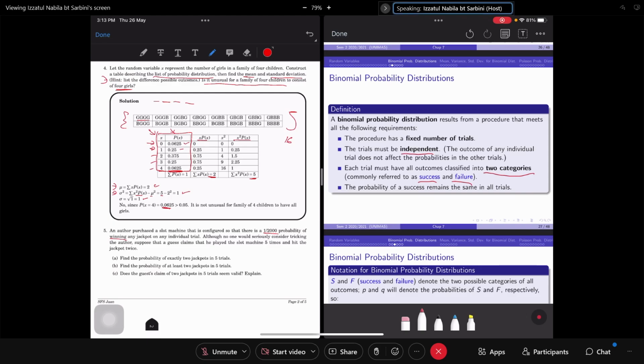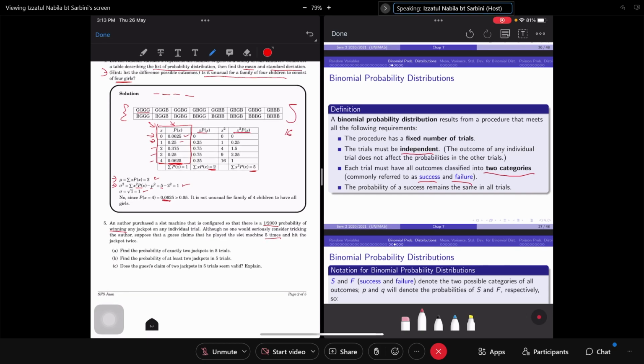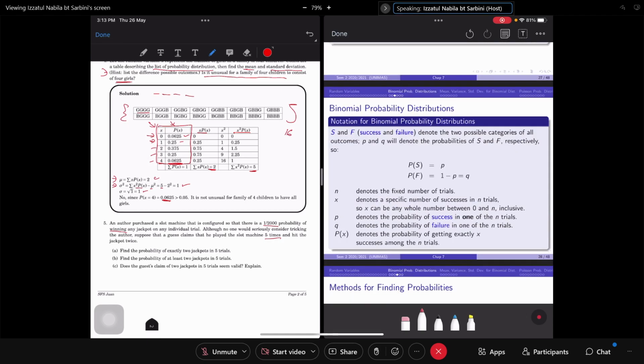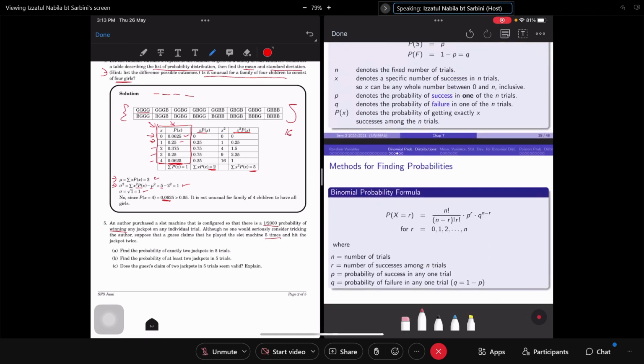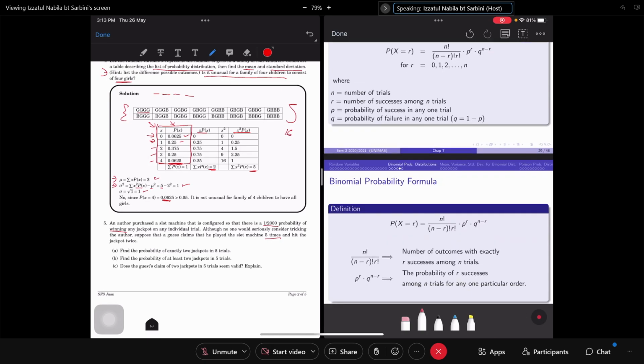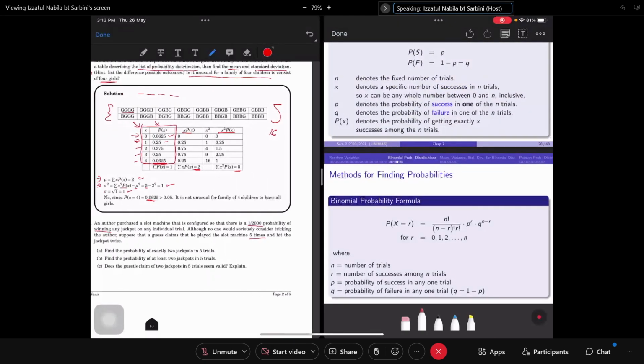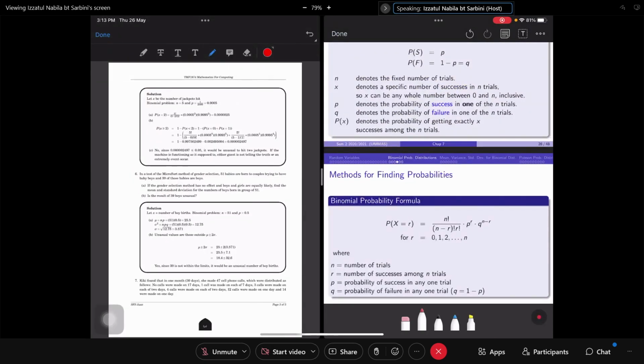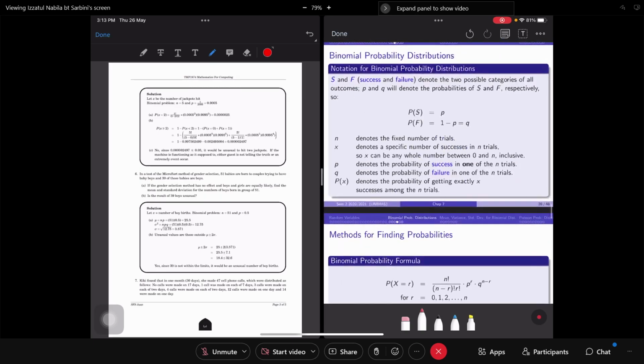So suppose that a guest claimed that he played the slot machine 5 times and hit the jackpot twice. Okay, A, find the probability of exactly 2 jackpots in 5 trials. So we have to look at how you calculate this. Alright, so you're going to use the binomial probability distribution formula, yeah?